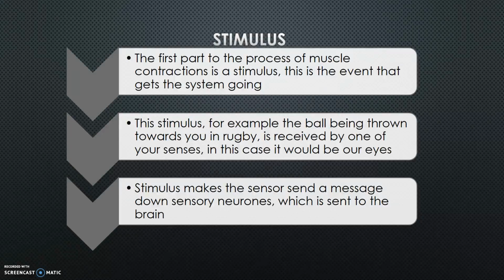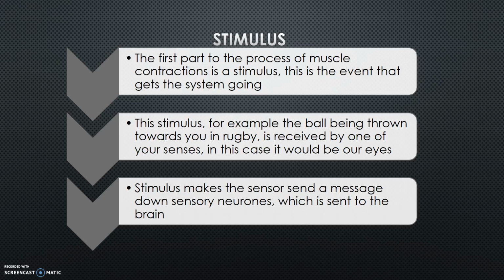So, the first part to the process of a muscle contraction is the stimulus, and this is an event in the real world that makes our body react. And during the PowerPoint, I'll be using the example of a rugby ball coming towards you as the stimulus for a muscle contraction. What actually happens is the stimulus is received by our senses, and in this example, the sense will be our eyes because we see the ball coming towards us.